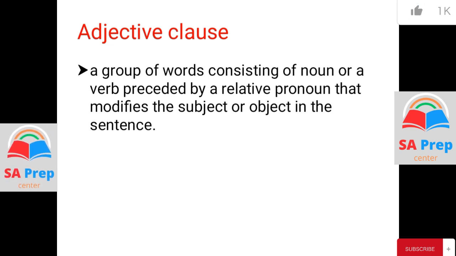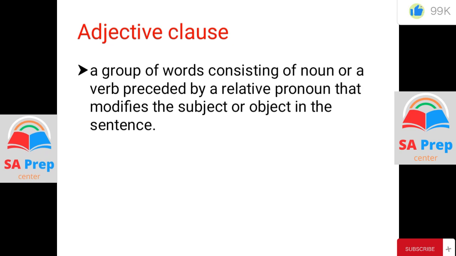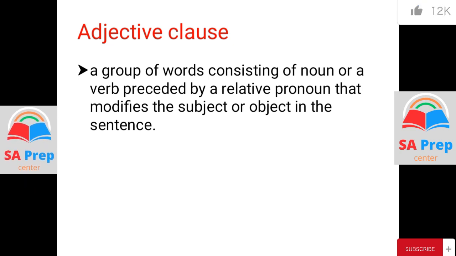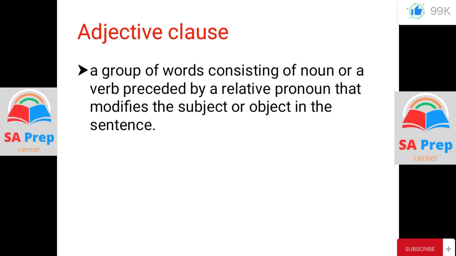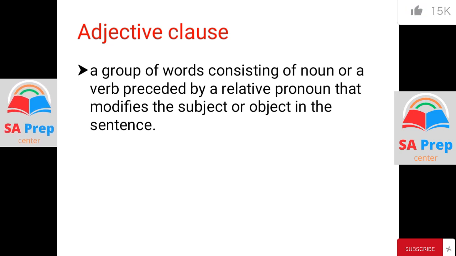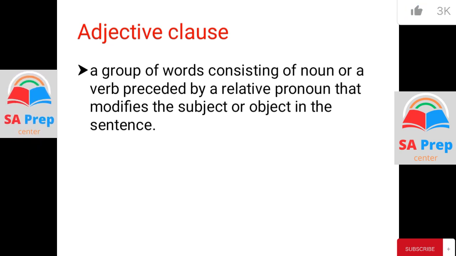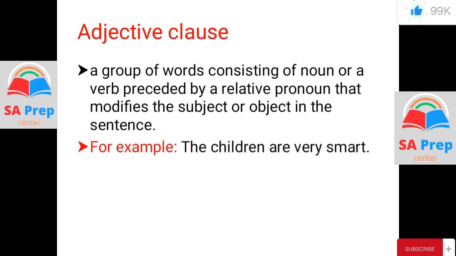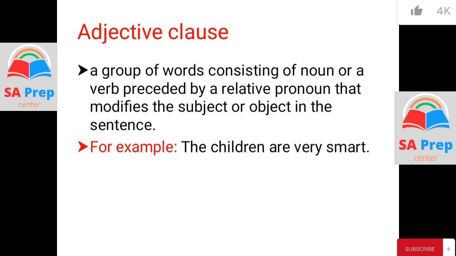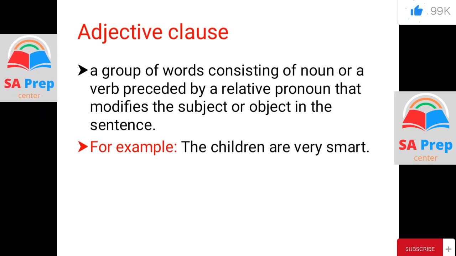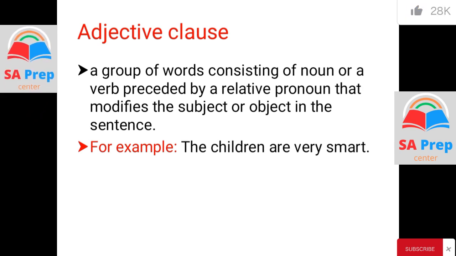As you know, an adjective is any word that modifies the subject. In the same way, an adjective clause does modify the subject or object, but it consists of a noun or at least a word. For example, the children are very smart. In this sentence, very smart is an adjective clause.